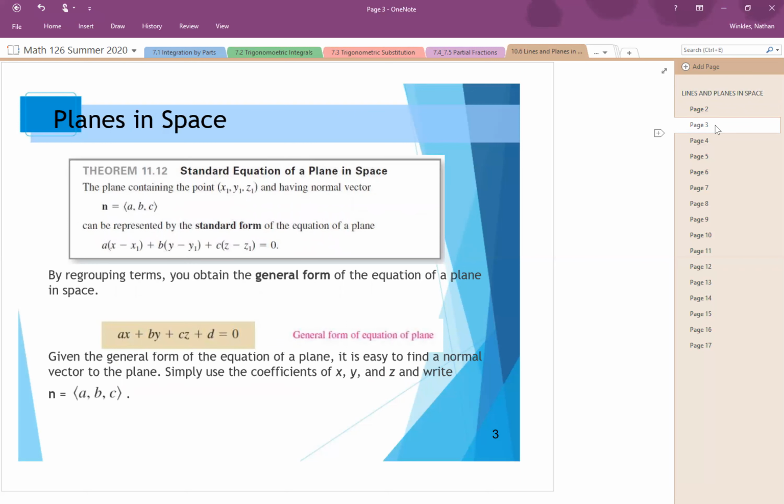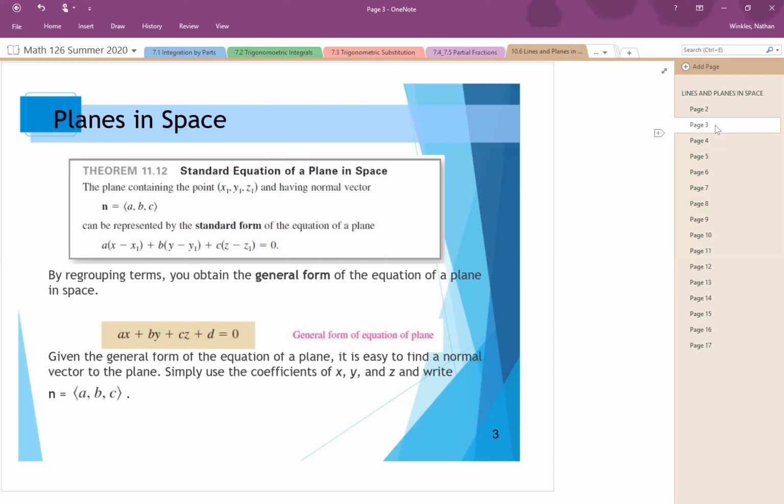So, the standard equation of a plane in space. The plane containing the point (x1, y1, z1) and having normal vector n equals ⟨a, b, c⟩ can be represented by the standard form of the equation of a plane: a times (x minus x1) plus b times (y minus y1) plus c times (z minus z1) equals 0. By regrouping our terms a little bit, we can obtain the general form of the equation of a plane in space, ax plus by plus cz plus d equals 0. This is our general form of the equation of a plane.